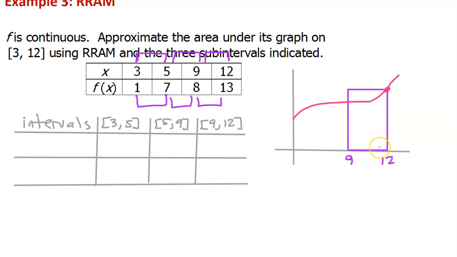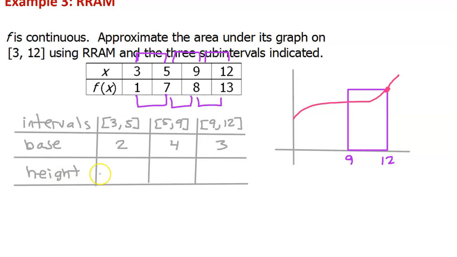The area of a rectangle is base times height. So I'm going to need to know what the base is, and I'm going to need to know what the height is in order to find the area. The base of each rectangle is just the width of the interval. So from 3 to 5, that's 2. From 5 to 9, that's 4. And from 9 to 12, that's 3.